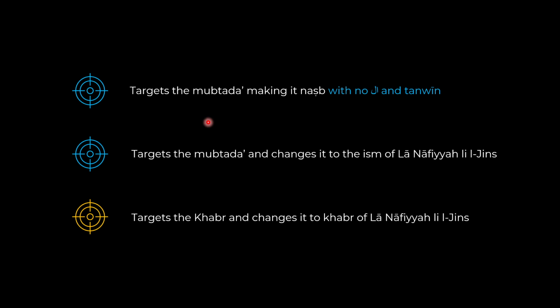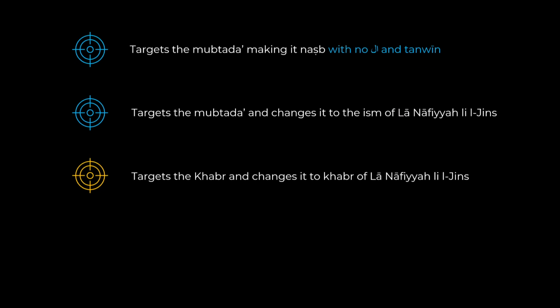Secondly, it's going to target the mubtada and change it to being the ism of Lā Nāfiyyah l-Jins, which is something we've seen consistently with the sentence modifiers. They target the mubtada, they target the khabar, and they change the names of them. And once again, the same will happen to the khabar. It's going to target the khabar and change it to the khabar of Lā Nāfiyyah l-Jins. So let's take a look at an example.